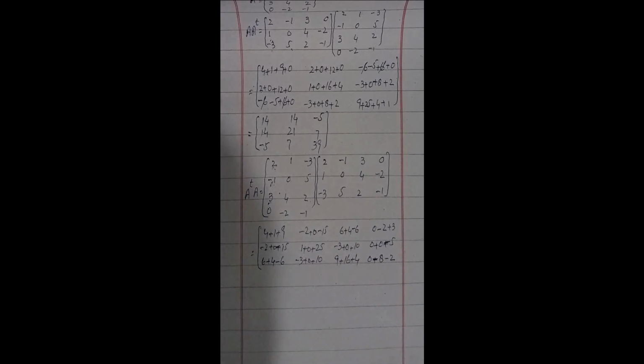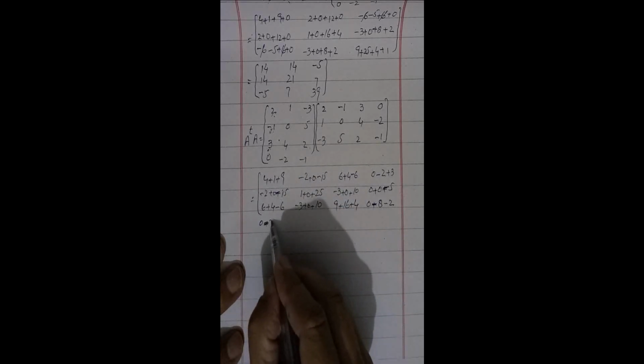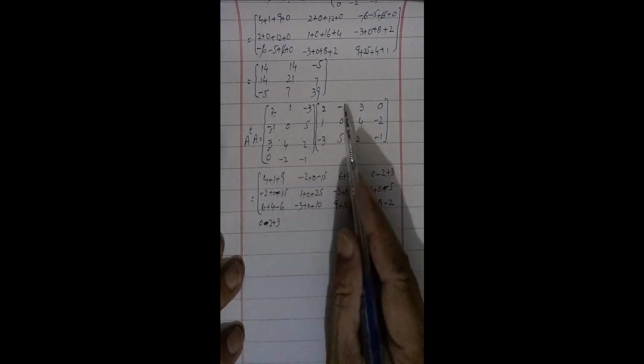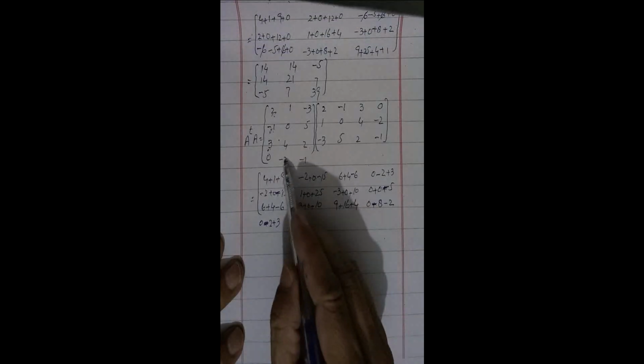And the last fourth row with the first column, we get 0 multiplied by 2 is equal to 0, plus minus 2 multiplied by 1 is equal to minus 2, minus 1 multiplied by minus 3 is equal to plus 3. And last row, fourth row, multiplied by the second column is 0 multiplied by minus 1 is equal to 0, plus minus 2 multiplied by 0 is equal to 0, minus 1 multiplied by 5 is equal to minus 5.